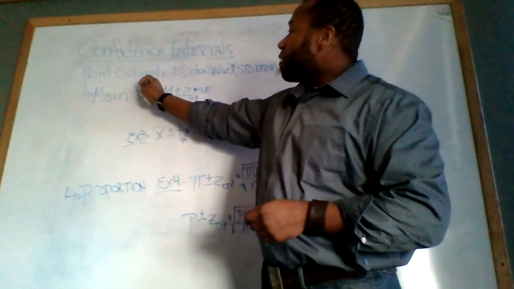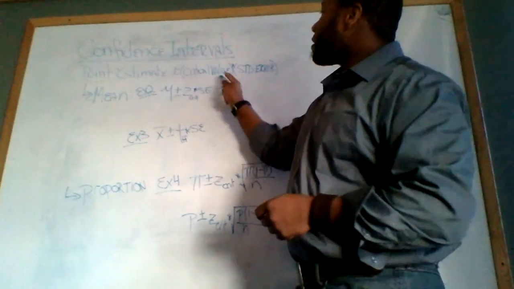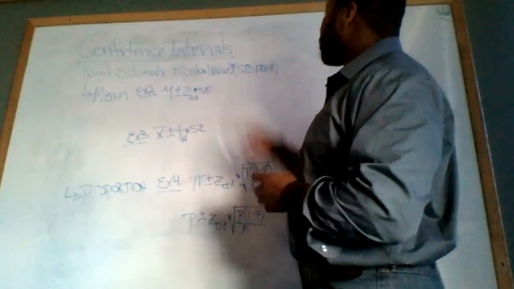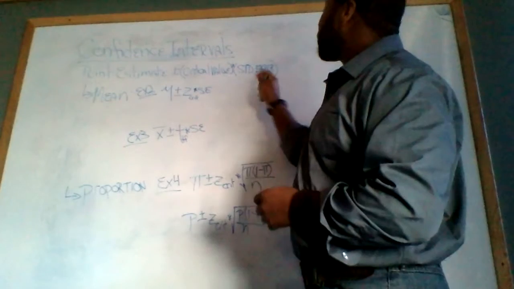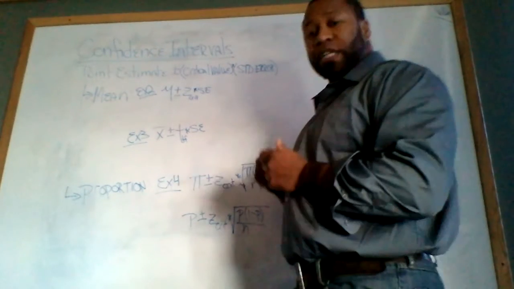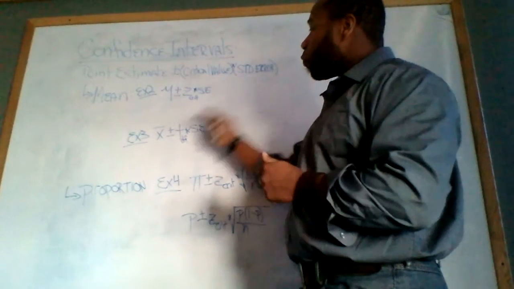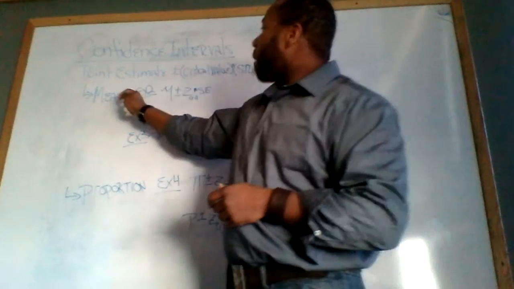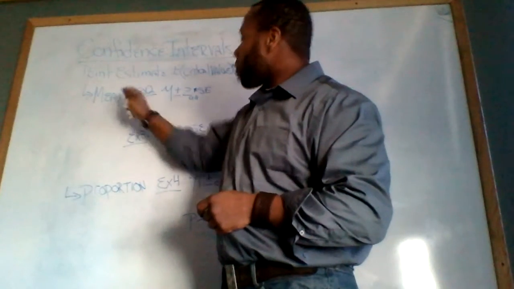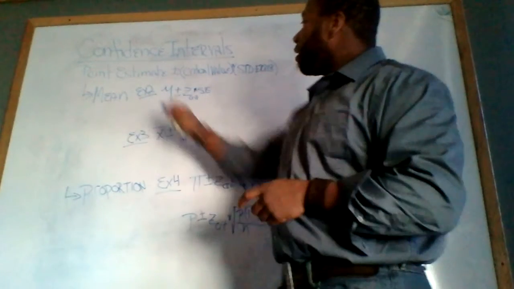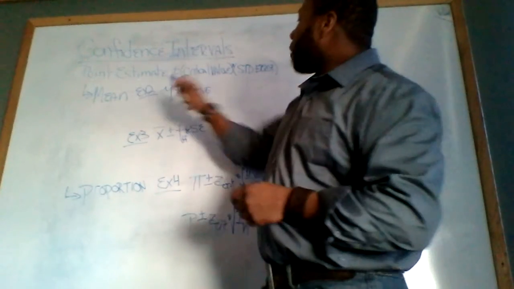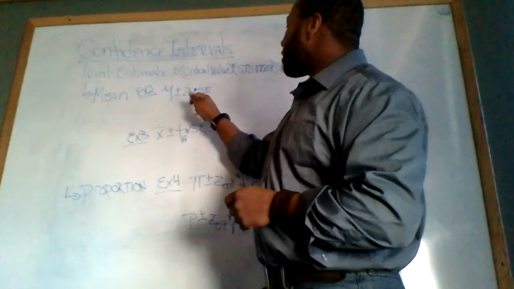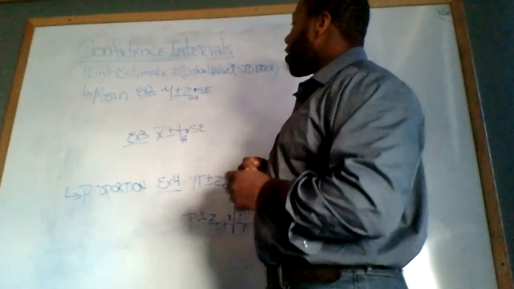Confidence intervals are really simple. Point estimate plus or minus the critical value from the table times the standard error. Now I'm going to use the examples that I've shown you, examples 2, 3, and 4, to make this make sense for you. So we can do confidence intervals for the mean or the proportion. For example number 2, we have mu plus or minus the z critical value times the standard error.